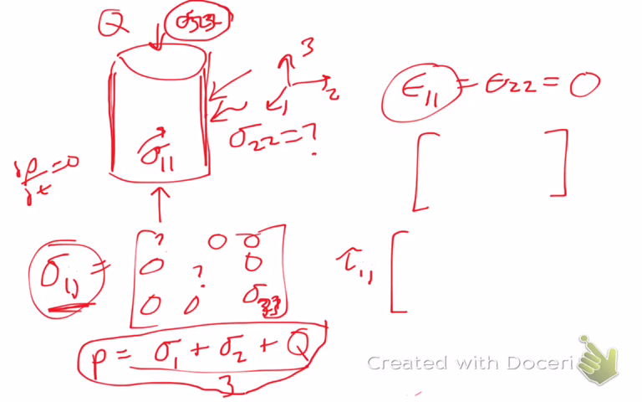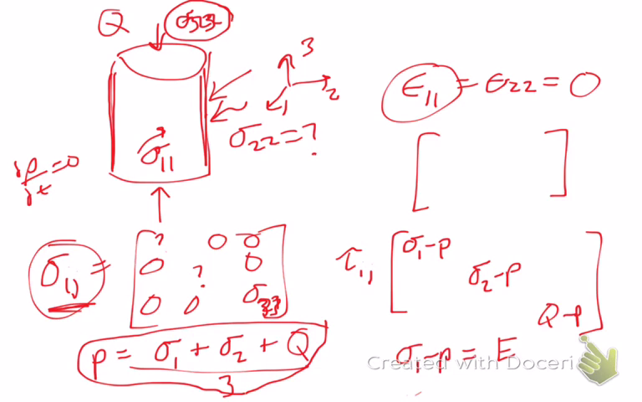It's hard to write it all out, but we would. We'd say sigma 1 minus P, sigma 2 minus P, and then our giant Q minus P, and this is our known value. Now we can say, well, sigma 1 minus P is equal to our elasticity times epsilon 1,1. But what is epsilon 1,1? Zero.